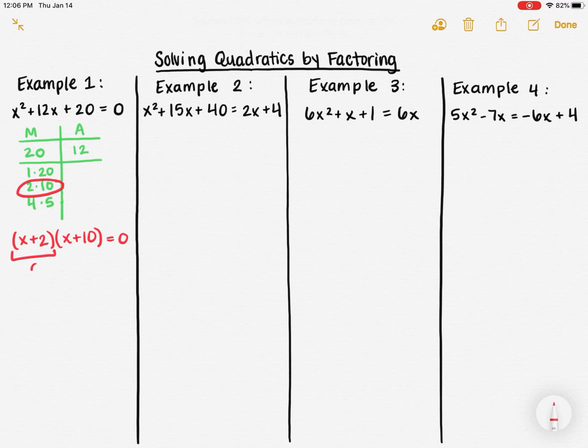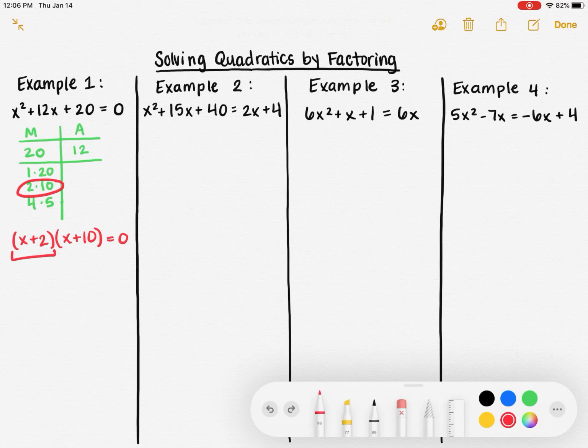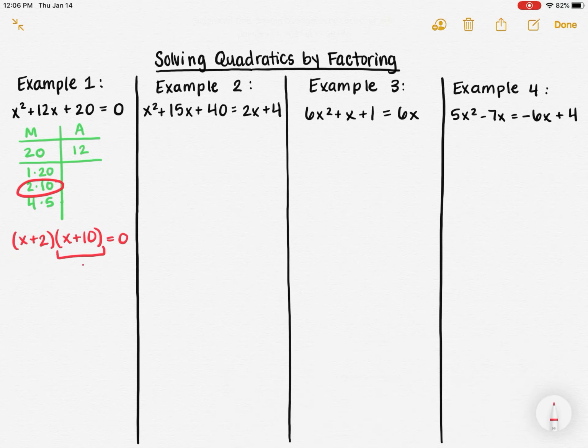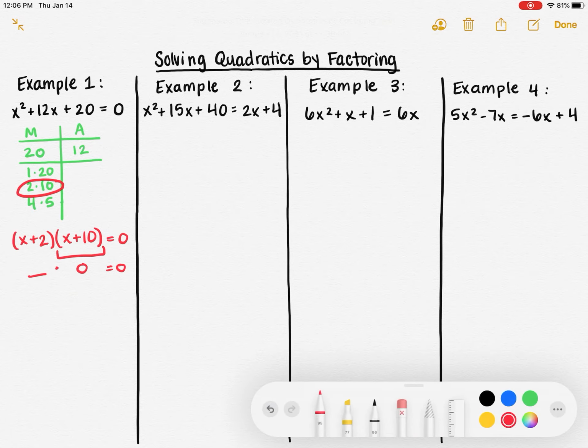Because when x plus 2 is 0, 0 times whatever, it doesn't matter what x plus 10 would be, as long as x plus 2 is equal to 0, 0 times anything would give me 0. And then the same thing applies for the other factor. Whenever x plus 10 is equal to 0, 0 times whatever x plus 2 is going to give me 0. So I'm going to set both of my factors equal to 0 in order to solve this.